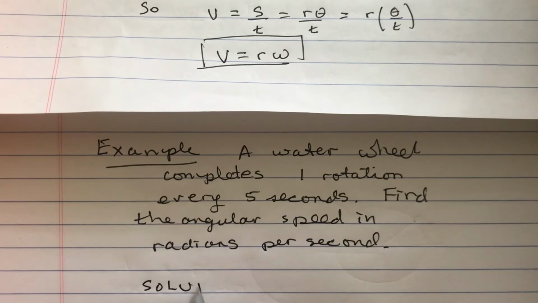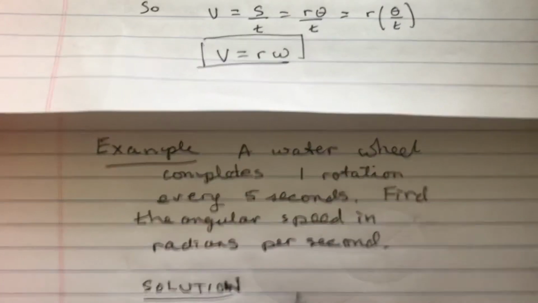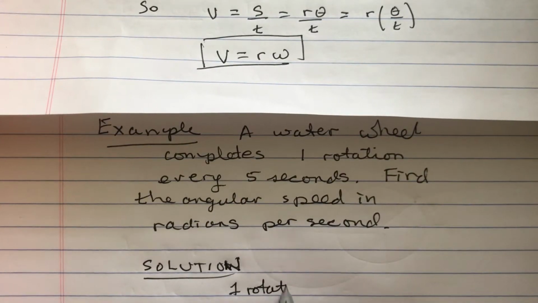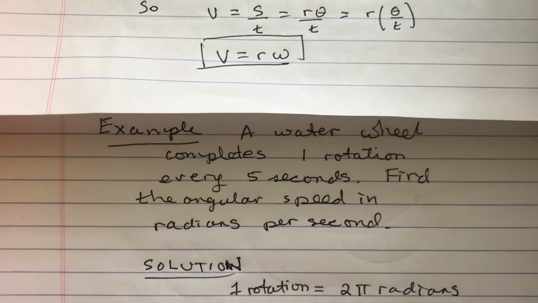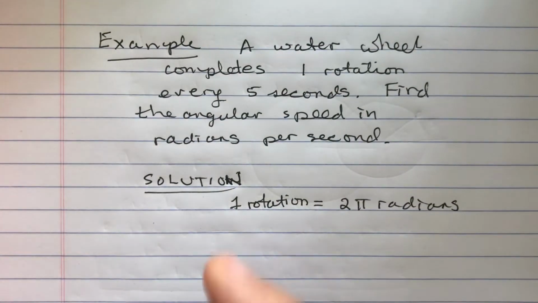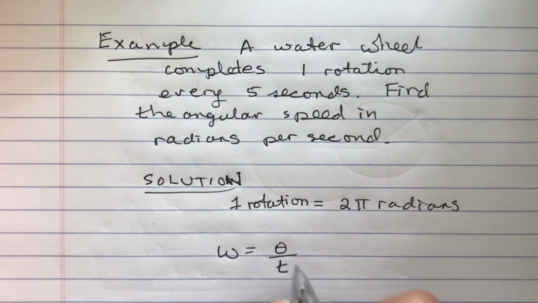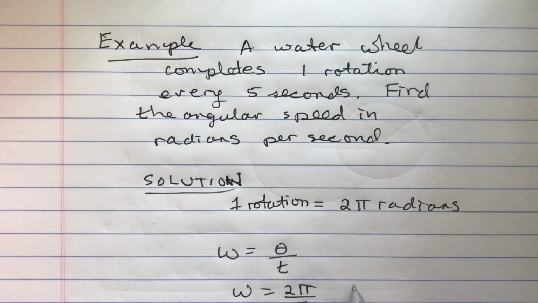So the solution is to understand that one rotation is equal to 2 pi radians. So once around the circle is 2 pi. So omega is equal to theta over t. So omega would be 2 pi over 5. So this would be radians per second.